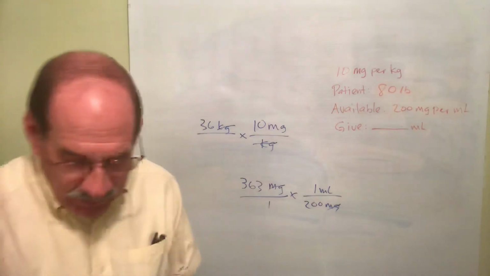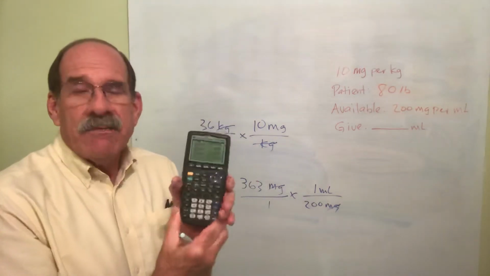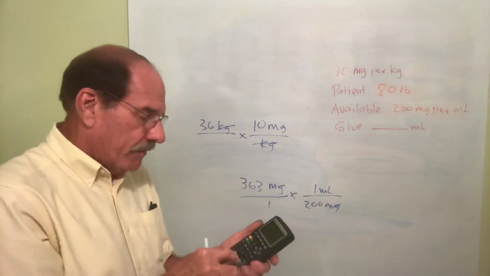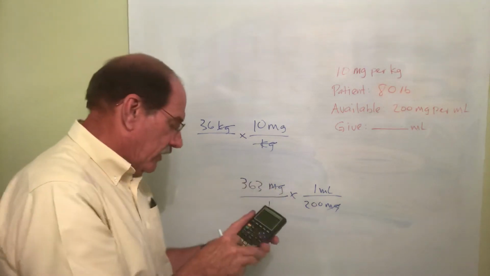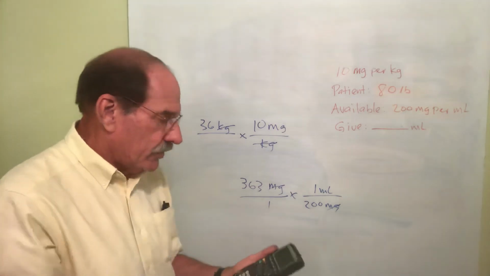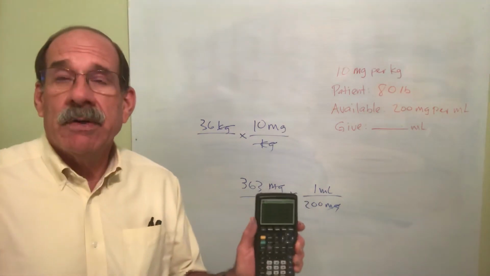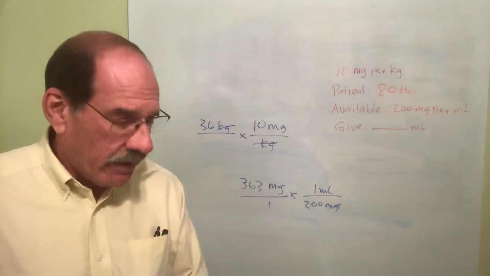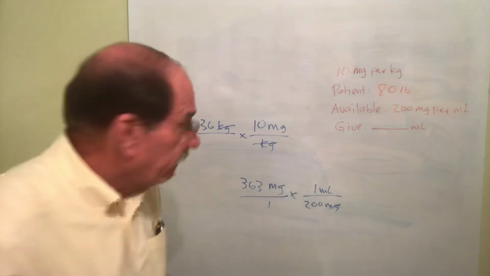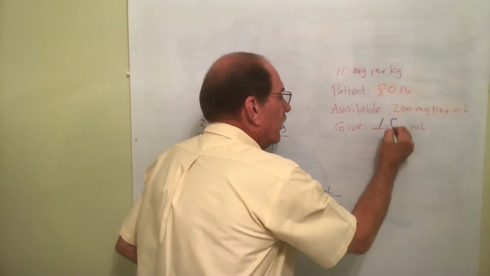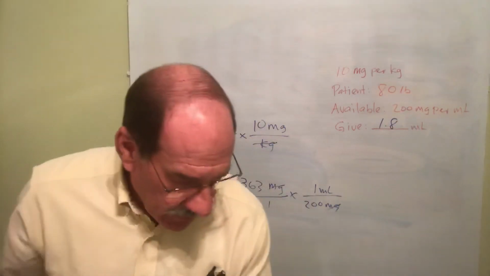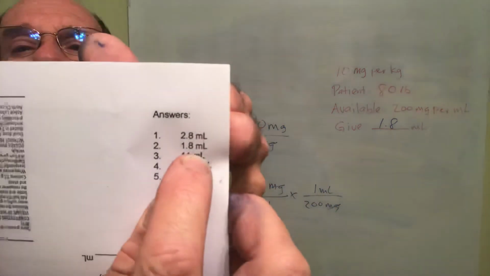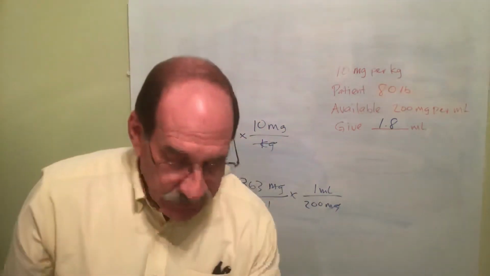So I take that big, long number still left in my calculator, 363 point blah blah blah. I then divide that by 200. And the answer is one point something. Round it off to the proper number of places. It's more than one, so round off to tenths. The final answer is 1.8. And we look on here, and yes, 1.8 is the answer.